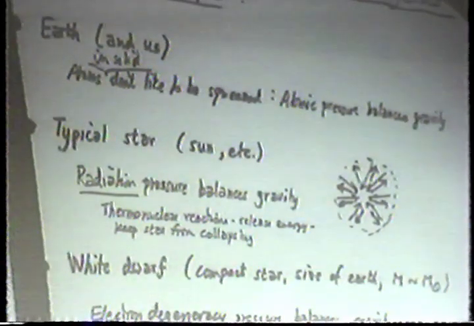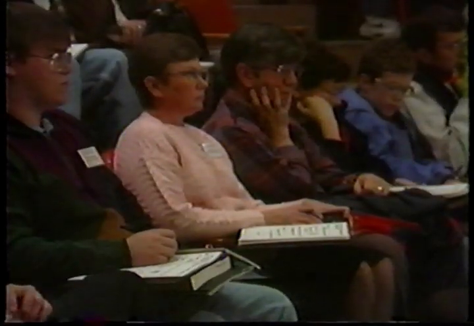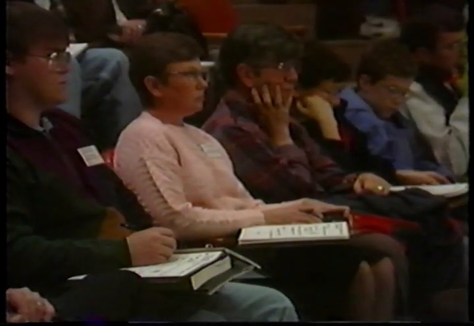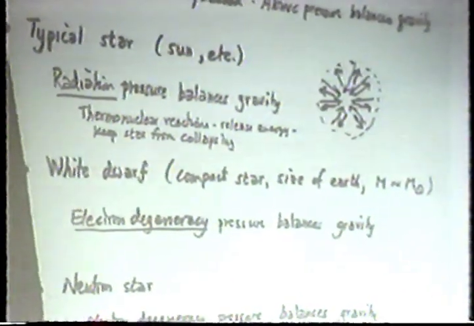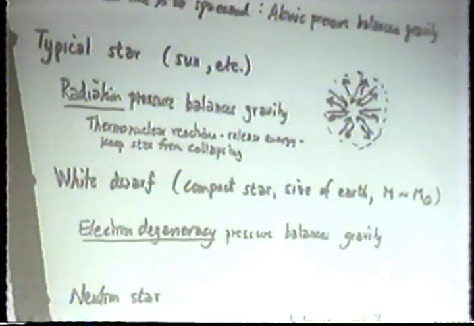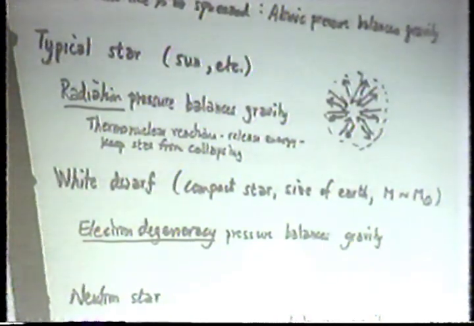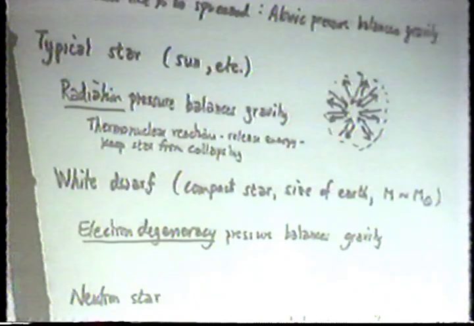The thermonuclear reactions are what release the energy and keep the star from collapsing. White dwarfs, that's another story. That's a compact star. Here you have a quite different process balancing the gravitational attraction. A star the size of the sun has to have that size because only then is the radiation pressure strong enough to balance the force of gravity.